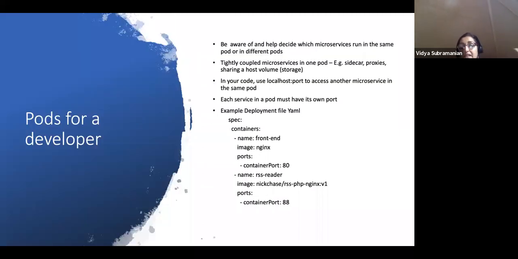Outside of the YAML file, another important thing at a pod level, again, for you to be aware of as a developer, is that you can put tightly coupled microservices in one pod. There could be multiple aspects that you can share. There could be some kind of a sidecar, or a shared volume across these microservices. You are able to specify that.